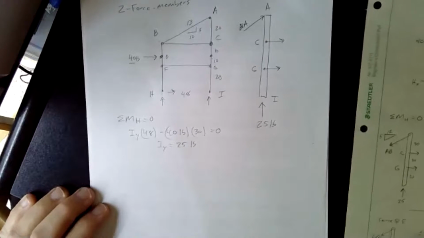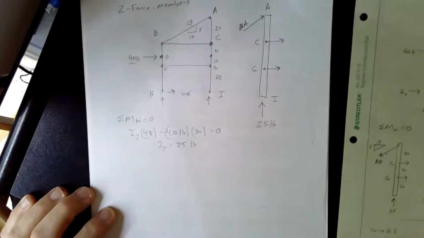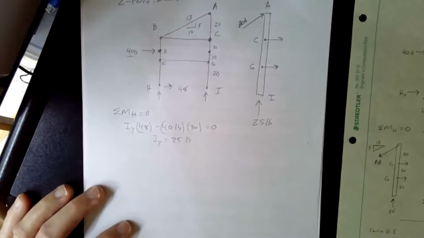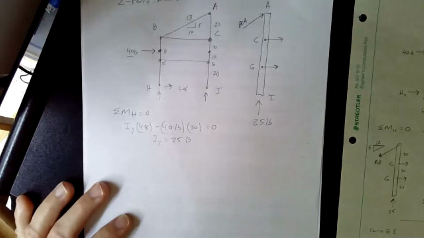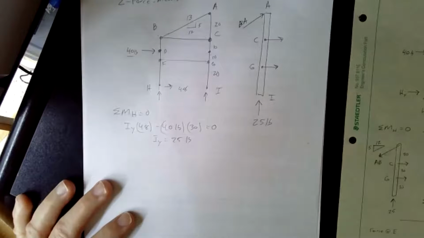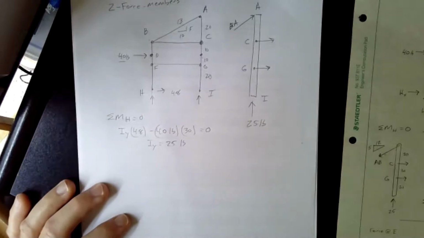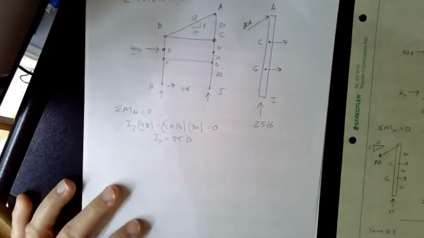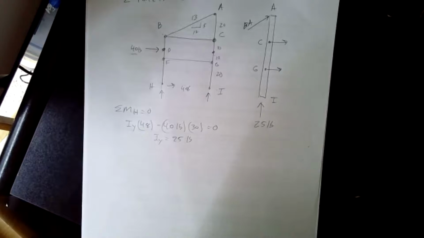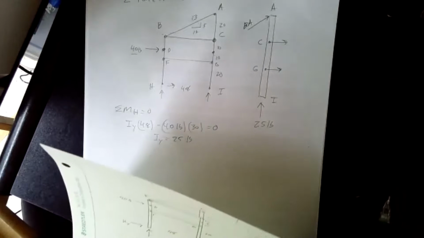All right. A quick question. Yes. Why aren't FG and BC zero force members? Because on the right side they're connected with two members in the same direction, and then, right. And in frames, you don't have zero force members in general. That's a very good question.